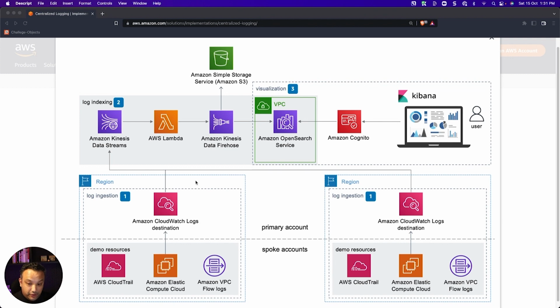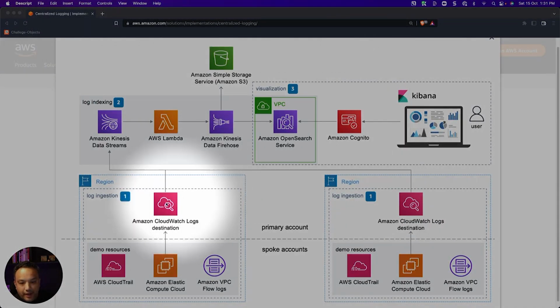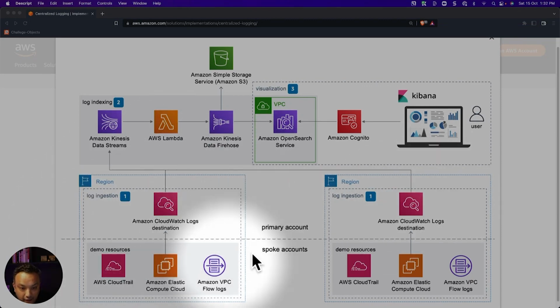It doesn't mean you have to choose all of these services, but there are a few services that are essential to this process. So let's talk about some of these services. Let's start with the two foundational essential services that you have. You have your CloudWatch and you have CloudTrail. And you've seen that they've divided it into different accounts.